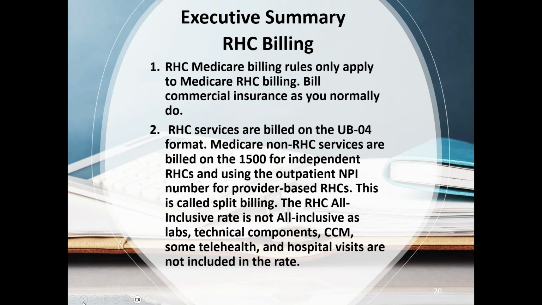Again, you're going to bill your services on a UB04 for RHC services. There are some non-RHC services that you would bill on a 1500 for an independent RHC. If you're a provider-based RHC, you wouldn't bill on the 1500. You would bill it on a UB04 on the outpatient MPI number for your provider-based RHCs. You would use a bill type, either a 13X or a 114X.